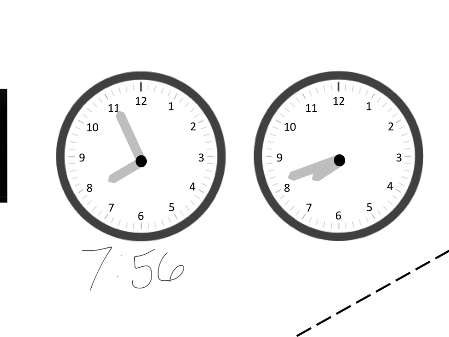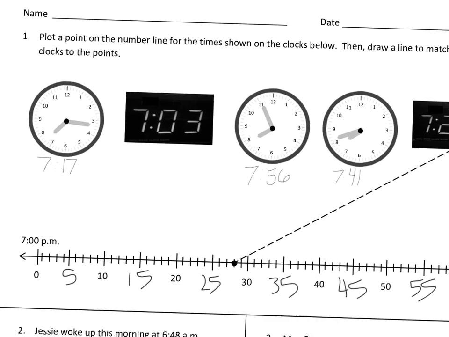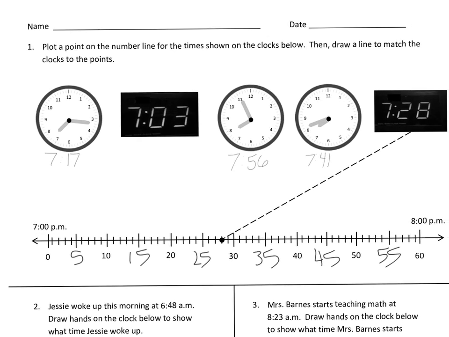This last one you can try on your own if you'd like, or you can just keep going with me. Our hour hand is in between the 7 and the 8, so that means it's 7. 0, 5, 10, 15, 20, 25, 30, 35, 40, 41. So 7:41. All right, so now we're going to find all of these times on our number line.